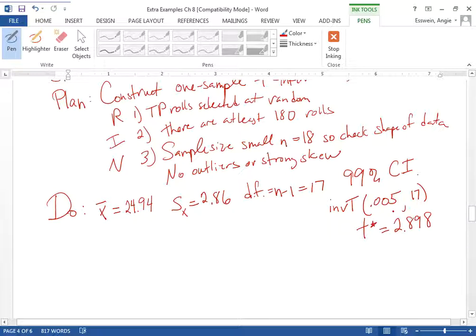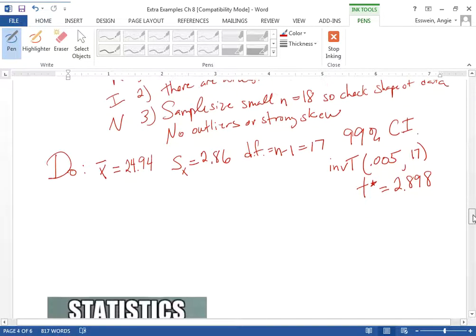Above and below is what we're going to add to the middle of our interval. We're going to go 3 standard deviations above and below. And that makes sense. I mean, we want to be really confident, right? So you need a bigger net. So you're going to have more standard deviations above and below. So now we use our formula: x bar plus or minus t star, Sx over root n.